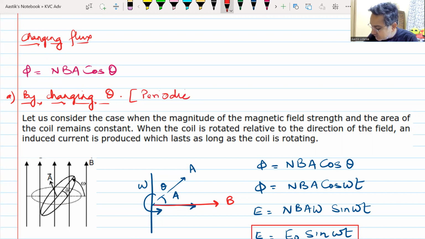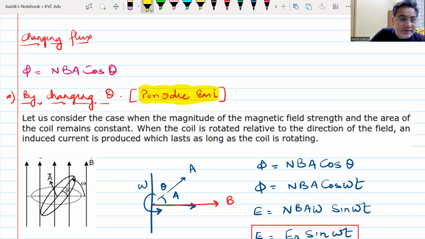This type of EMI, in some books, you will see the term periodic EMI. This is what we call periodic EMI, and this is how alternating current or alternating voltage, AC voltage or AC current, is produced. You just have to rotate a coil inside a magnetic field. We'll now move on today and see the other two cases.